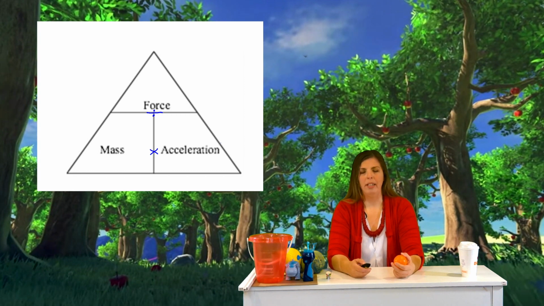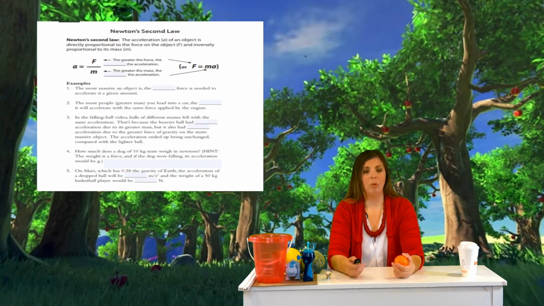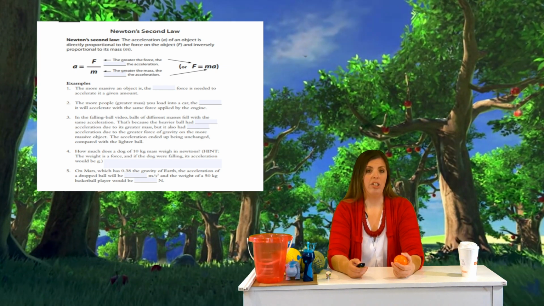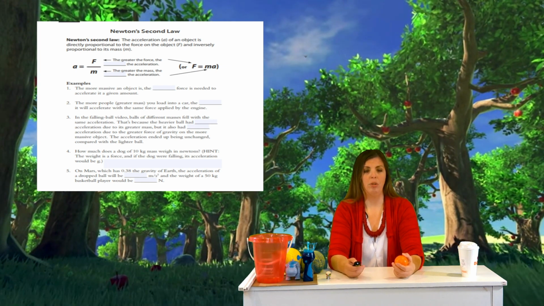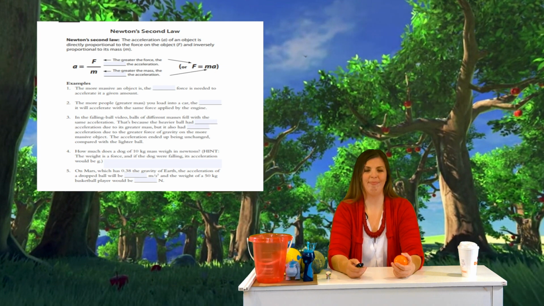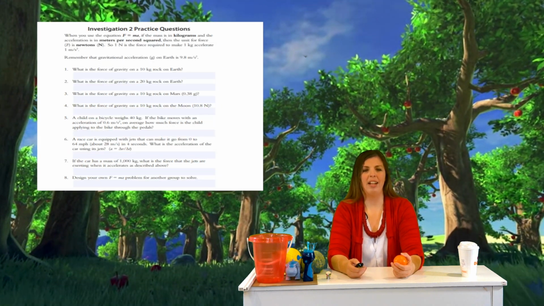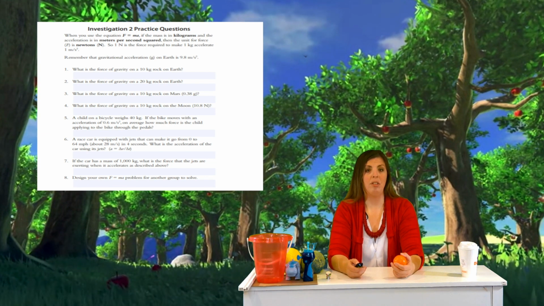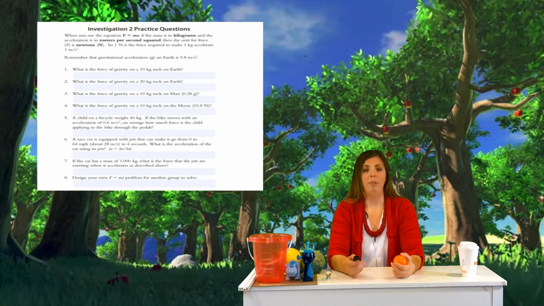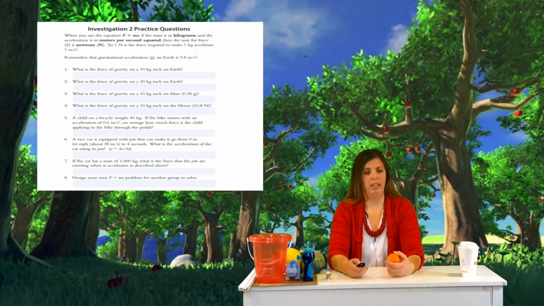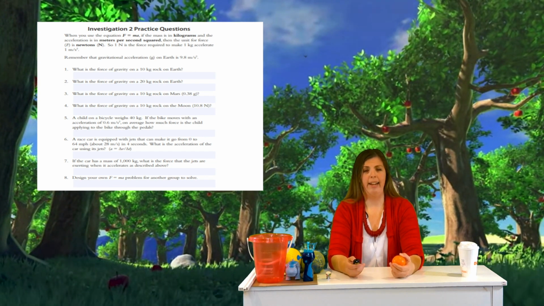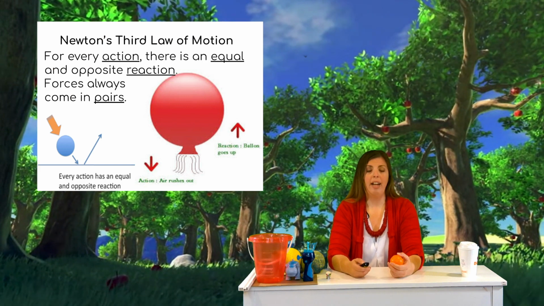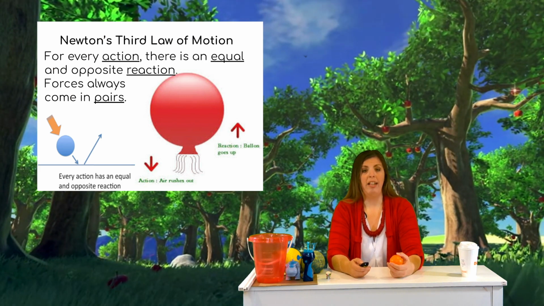And using that formula, I'm going to ask you to complete this worksheet, Newton's second law, using the mass times acceleration equals force formula to do questions 1 through 5. We also have another series of practice questions, 1 through 8. I'm going to ask you to do those as well. Again, very straightforward using the formula, just plug in the appropriate variable, and then this again will be all due on Friday.